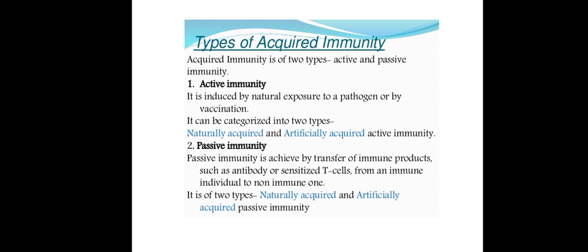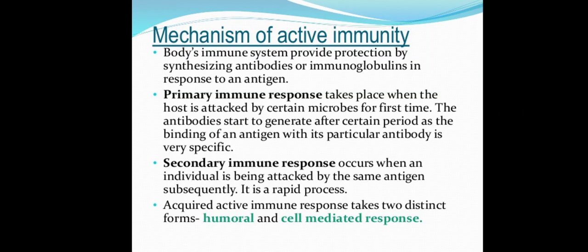Active immunity is induced by natural exposure to the pathogen or by vaccination. It can be categorized into two types: naturally acquired or artificially acquired. Passive immunity is achieved by transfer of immune products such as antibodies or sensitized T cells or B cells from an immune individual to a non-immune individual. It is also of two types: naturally acquired and artificially acquired.